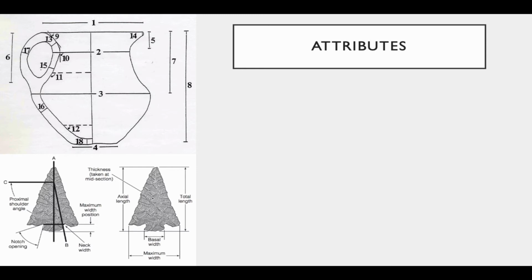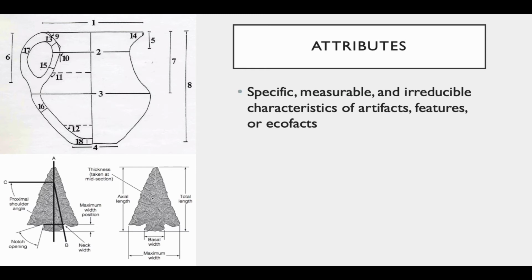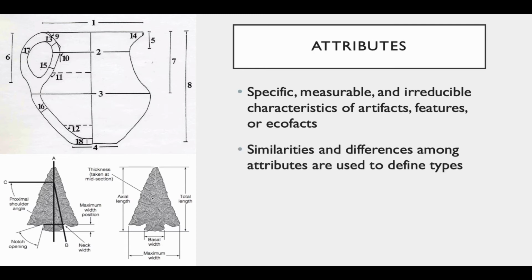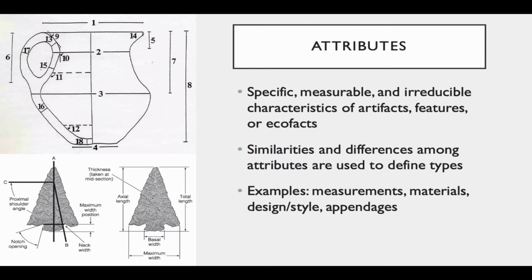Creating types means measuring different attributes, and so these are specific, measurable, and irreducible characteristics of the artifacts themselves. And what we're trying to do is look for similarities and differences among the attributes that are used to define those types. Some examples would be different measurements you can take, as you can see in the images here, material types, the design or style of different artifacts, or maybe even how certain appendages are attached. So the handle on this jar vessel, for example, or the way the notching is done on different lithic artifacts.